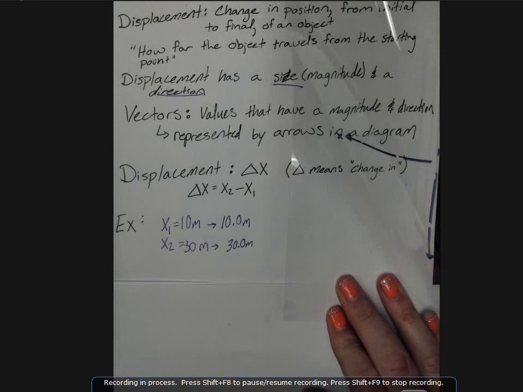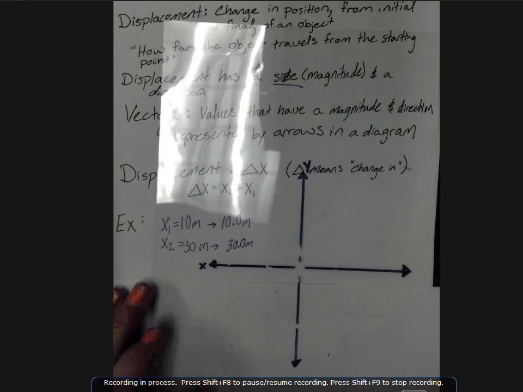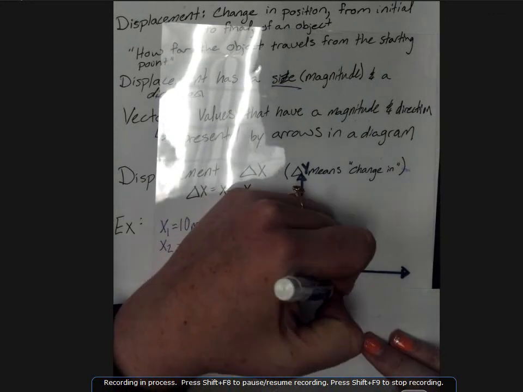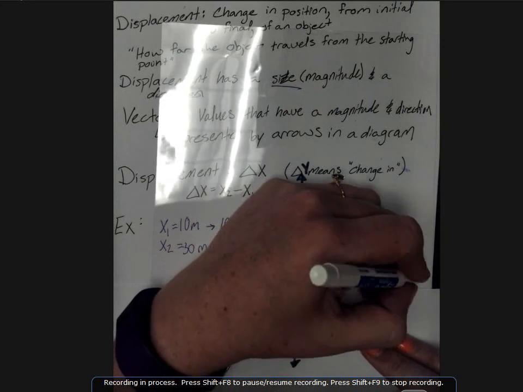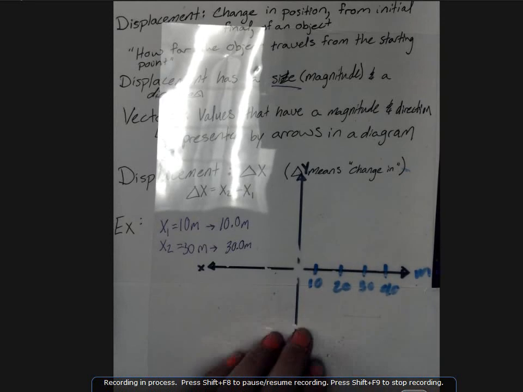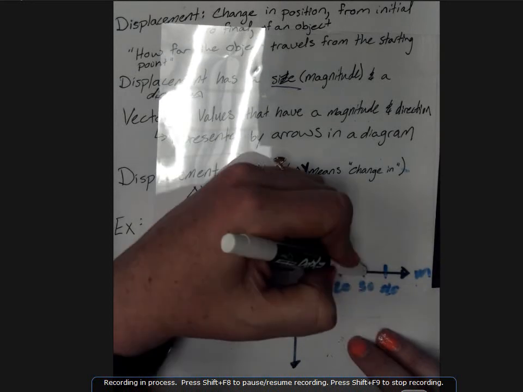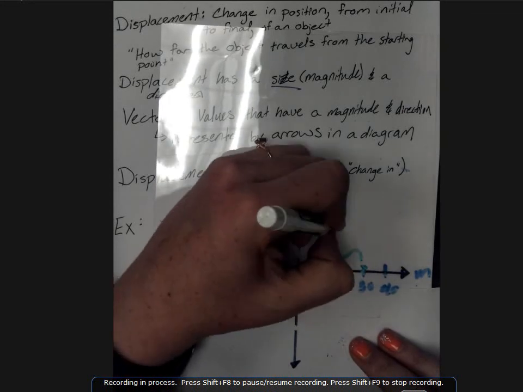All right, so we can actually take a look at what happens in this situation. We can give our axis values, right? So we'll say that that's 10, 20, 30, 40, and that's meters on the x-axis. Right? And this is just going to help us visualize it. Our initial position was here, and our final position is here. All right, so that means our displacement is here.